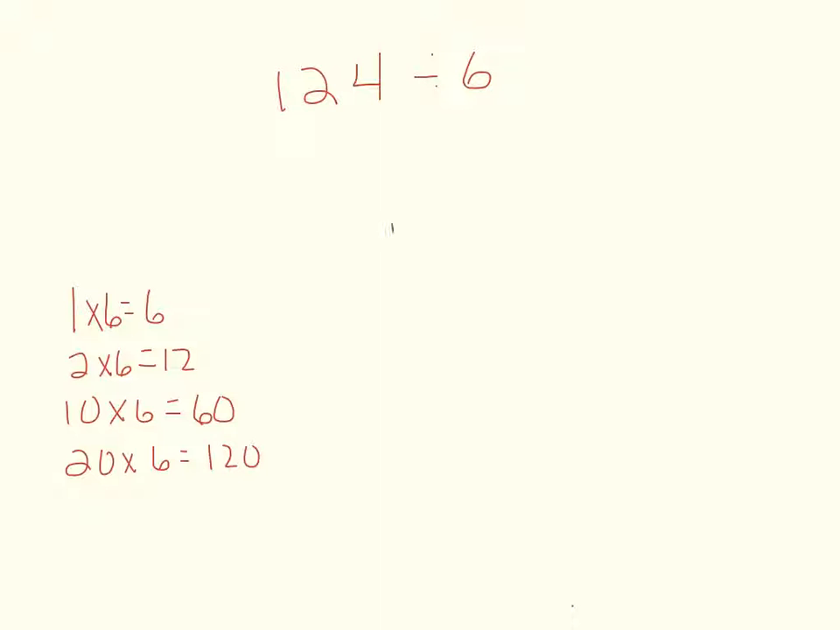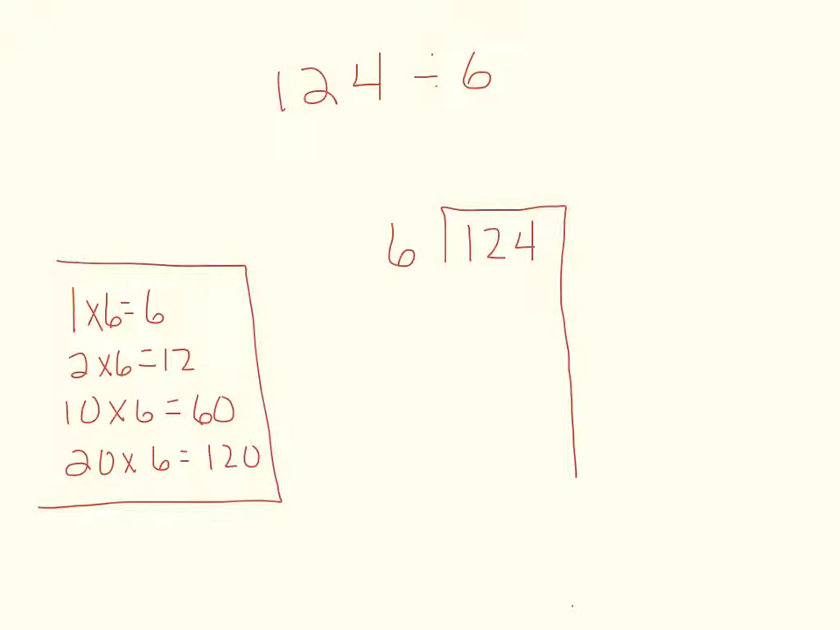So now I start my problem, 6 divided into 124. And I look in my think box over here, and I see that if I do 20 groups of 6, it gives me the product of 120. And if I subtract 120 from 124, it leaves me with 4 left over. So my answer to 124 divided by 6 is 20 with a remainder of 4.